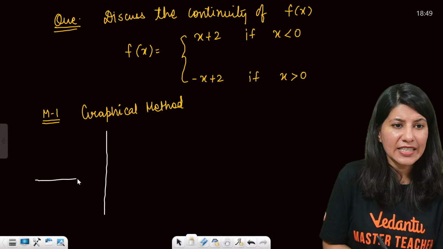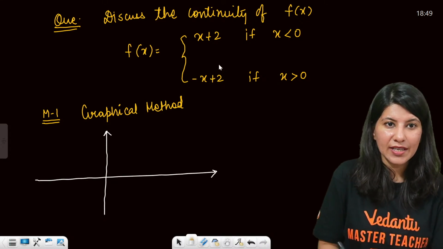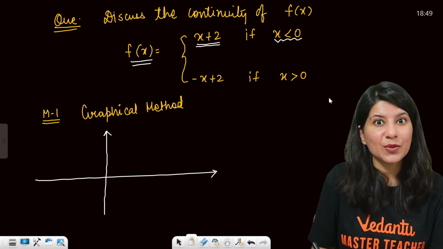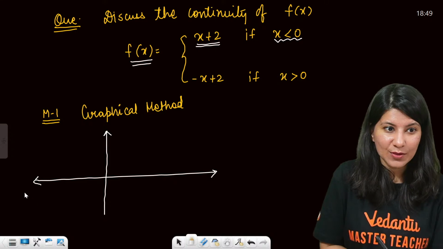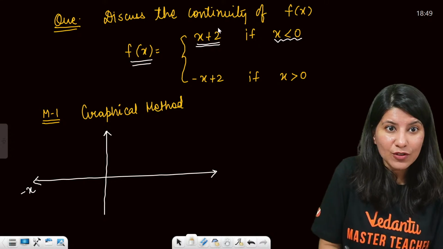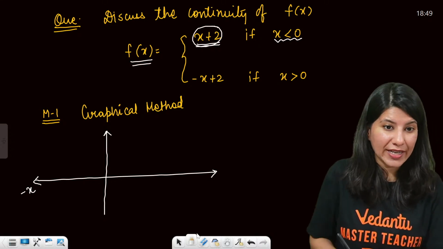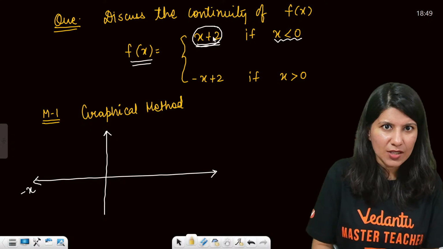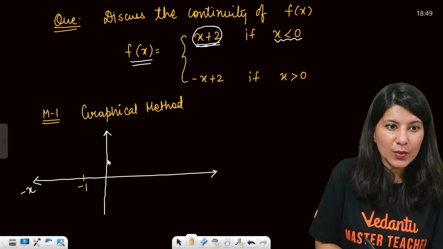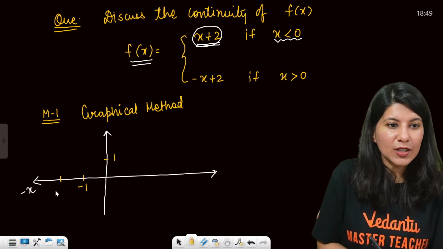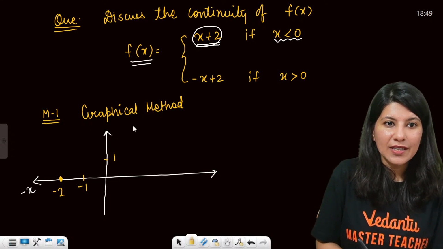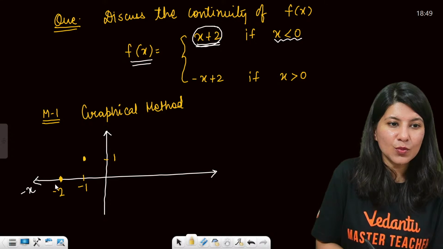Now let me understand what they are trying to say. f of x is x plus 2 if x is less than 0, right? When x is negative, your graph will be x plus 2. So just put any negative value. Put minus 1, you will get 1. Put minus 2 over here, you will get 0. So these are the 2 points. I am plotting the graph.